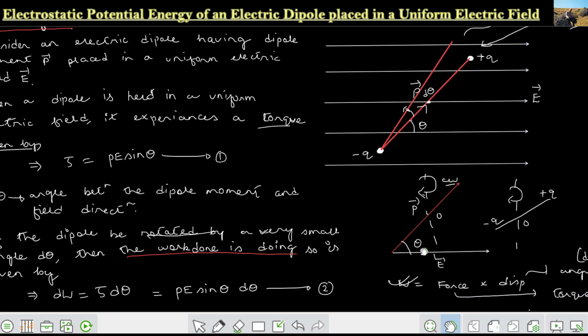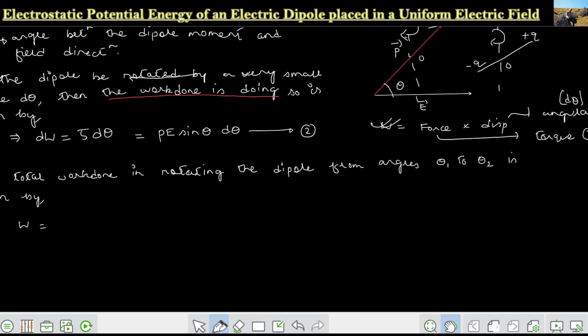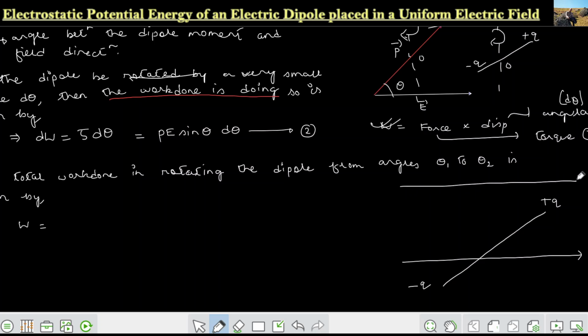Say, for example, when we have a dipole in this form, this is our electric dipole. We have charge minus q and charge plus q, and this is the direction of our field lines. All these will be our field lines E. Suppose the angle made by that P vector with respect to E is theta 1.